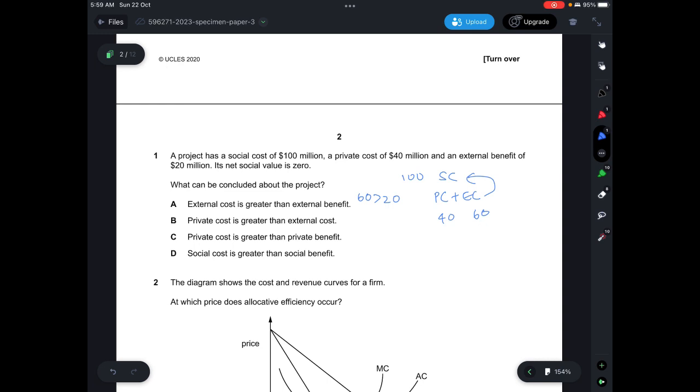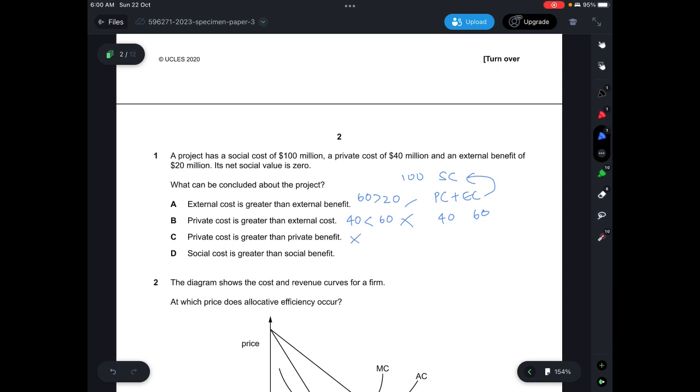But let's look at the other three options and see why they are wrong. B says that private cost is greater than external cost. Just now I already mentioned, private cost is 40 million, external cost is 60 million. So private cost is actually less than external cost, so this is not the answer. And C says private cost is greater than private benefit. We don't exactly know what the private benefit is. We know that our private cost is 40 million, so we cannot conclude that private cost is greater than private benefit, which is why it's wrong as well.